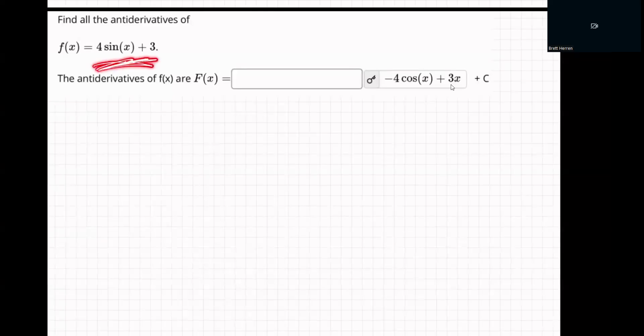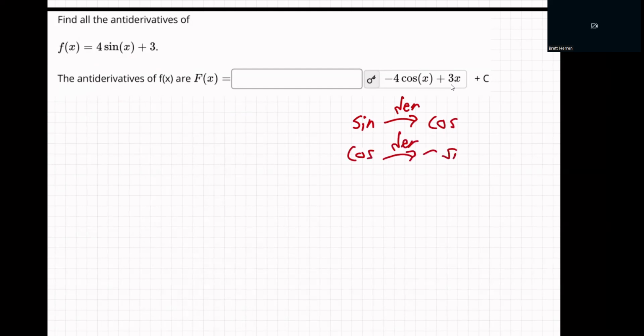Here we have a function, 4 sine x plus 3, and it wants us to find the antiderivative. Okay, well, this can be a little tricky. Here's what I do for derivatives. I just remember the derivatives well. Derivative of sine is cosine, and the derivative of cosine is negative sine. So I just know the derivatives really well, and then I just think the antiderivative is backwards.